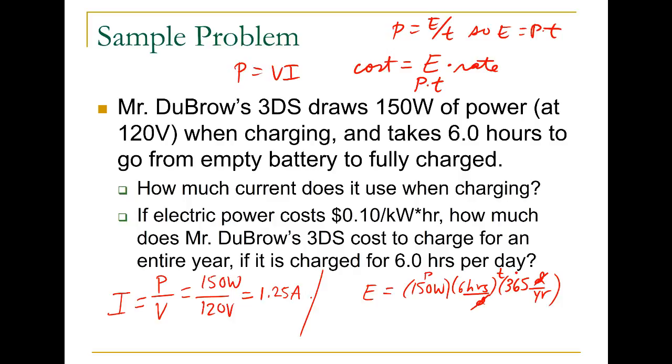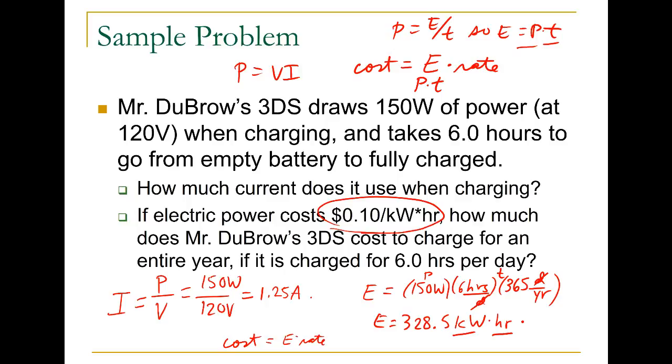And then finally, that's 328,500 watt hours, or if you want, it's simply 328.5 kilowatt hours. So notice that energy is kilowatts times hours, which is power times time. Okay, so finally, my cost is going to be that energy times the rate. And it's 10 cents per kilowatt hour. So I just basically multiply that by 0.1 and I get 32.85 dollars per year.